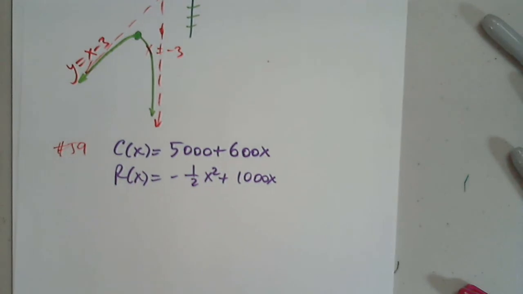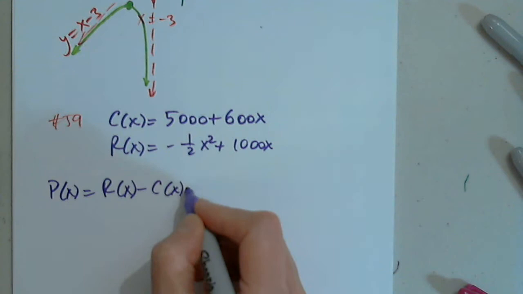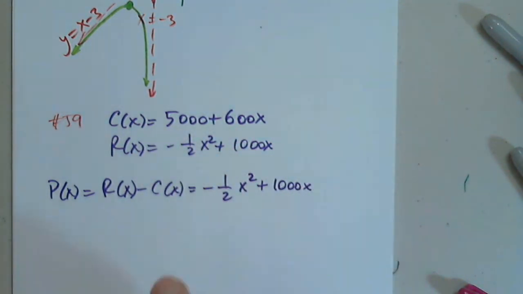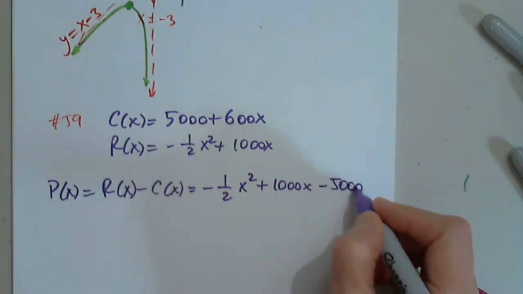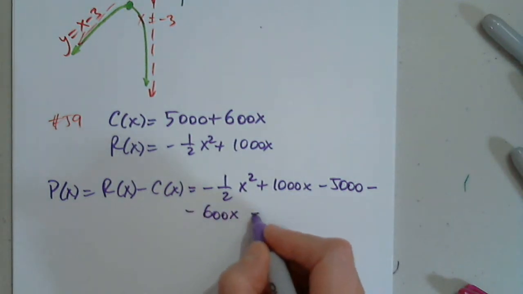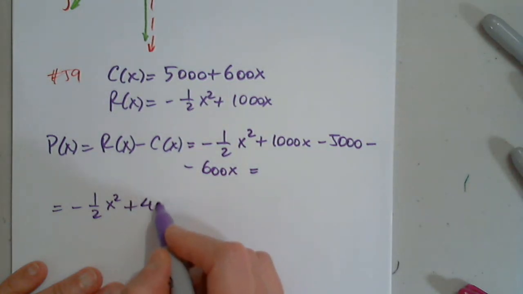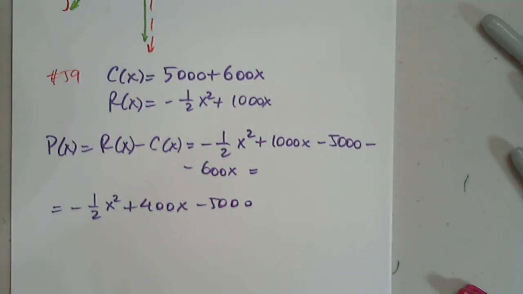We've done this before. So the profit function is revenue minus cost. I copy the revenue, negative 1/2 X squared plus 1,000X. Don't forget this is minus for all terms in here. So minus 5,000 and minus 600X. So simplified into negative 1/2 X squared plus 400X minus 5,000. This is the profit function. Any questions so far? Are you with me?